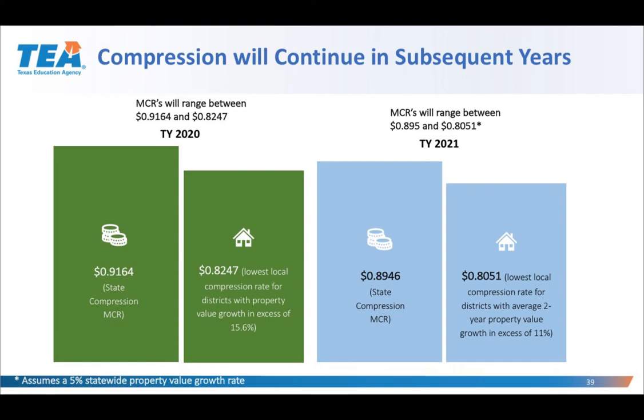If we assume a 5% statewide value growth rate for tax year 2021, then the highest rate would be 89.46%, and the lowest would be 90% of that at 80.51%. For districts which have a cumulative 2-year value growth in excess of 11%, they would be limited at 80.5 pennies.